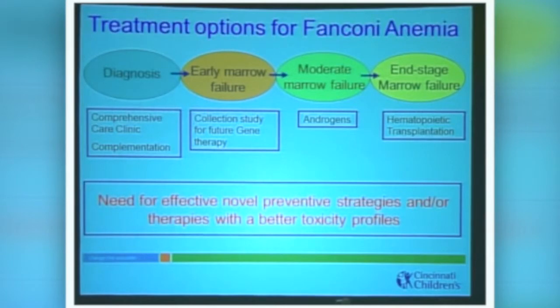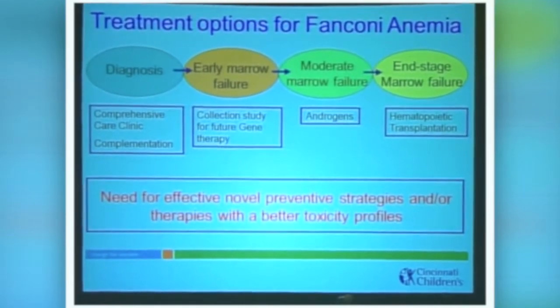options for FA, what we've done for years is at the time of diagnosis, we have been smart enough to have a comprehensive care clinic. We've been smart enough to do complementation. At the point of early marrow failure, we've talked about collection studies for future use. For moderate marrow failure, we've used androgens, and for end-stage disease, we've used bone marrow transplant. However, we do need new therapies which are preventive and therapeutic and which have a better toxicity profile. We haven't made a whole lot of progress in many years.